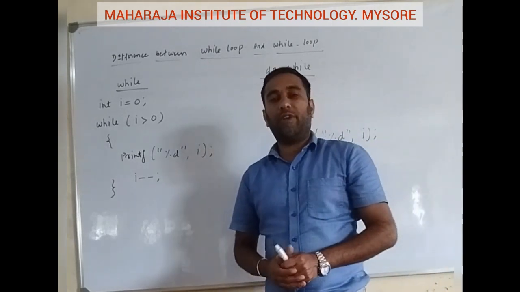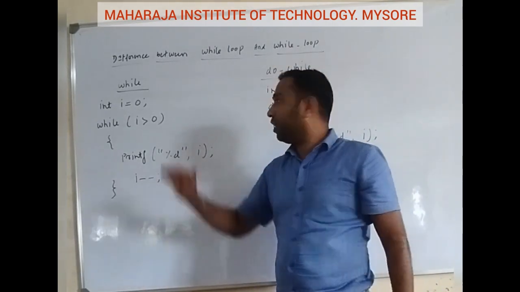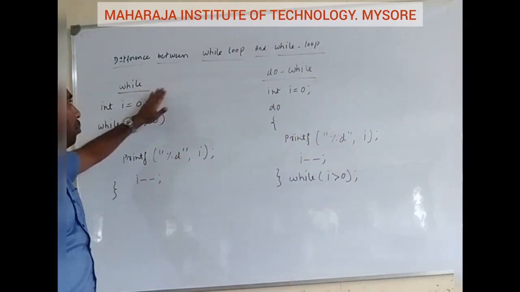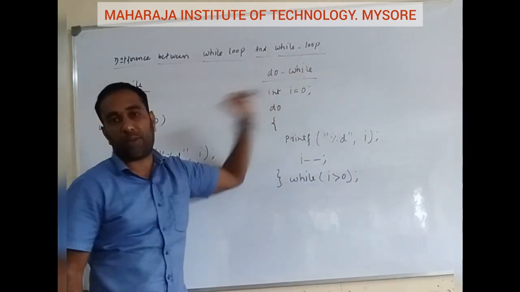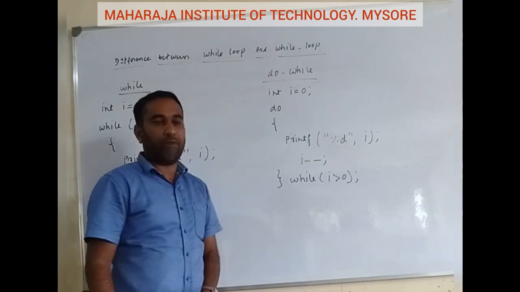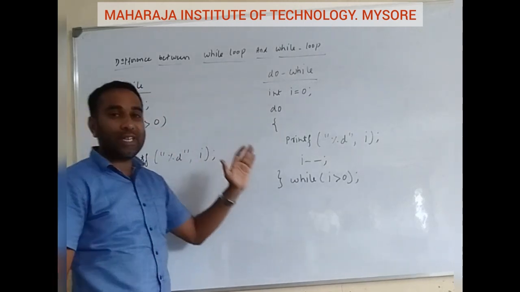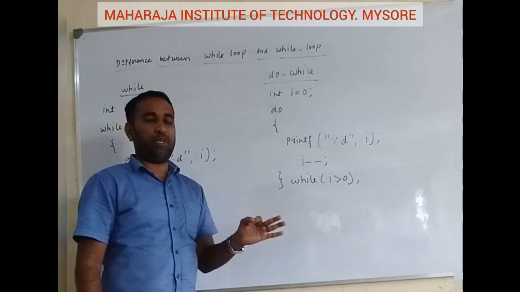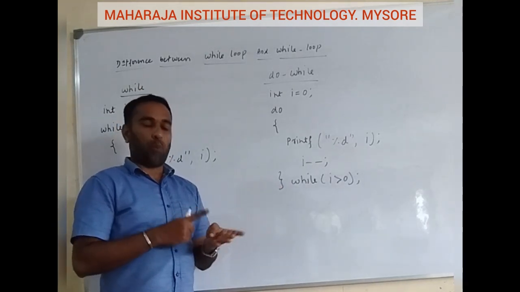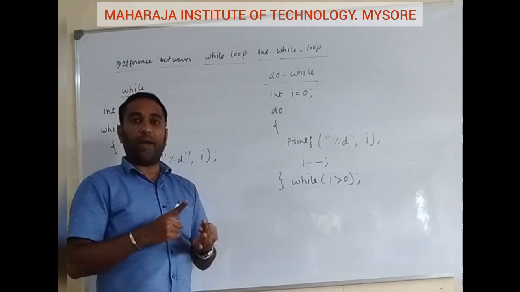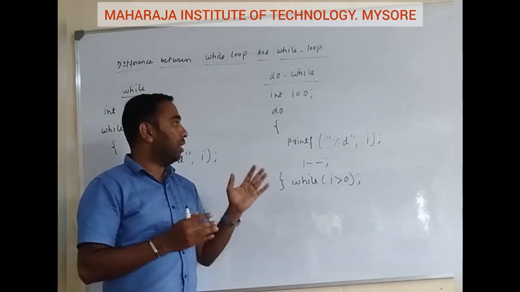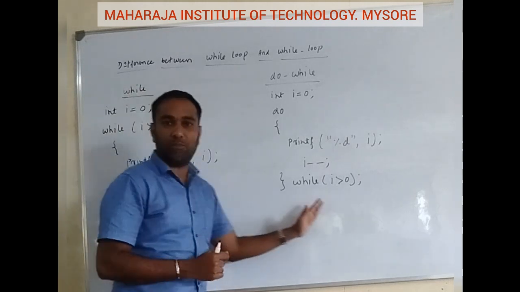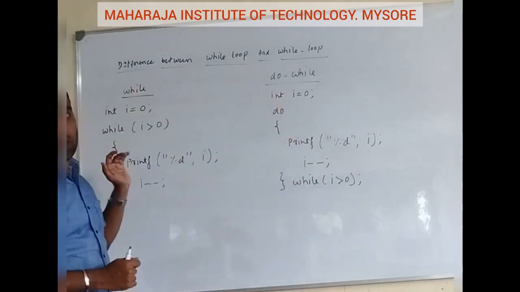So in this lecture, we will discuss the difference between while loop and do while loop. While loop and do while loop are iterative statements in C programming language. We already discussed while loop and for loop. There are three types of loops in iterative statements: while loop, for loop and do while loop statement. Let us consider these two examples. I will discuss the difference between while loop and do while loop.